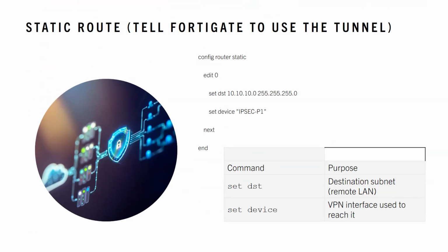Add a static route to tell FortiGate to use the VPN tunnel. Set the destination subnet as 10.10.10.0/24 and the device as IPsec P1. This directs traffic for the remote LAN through the VPN interface.